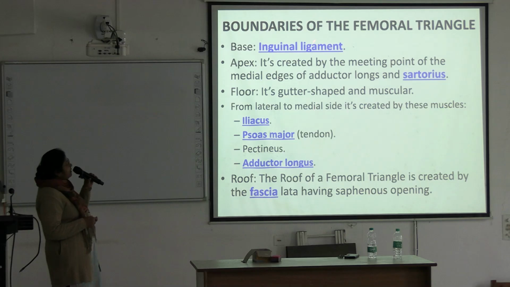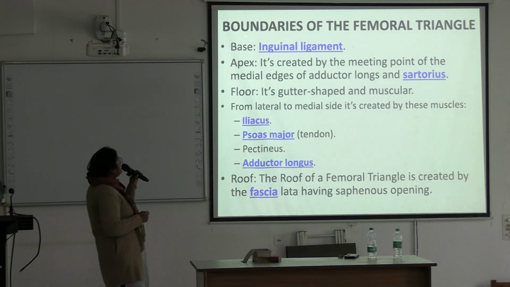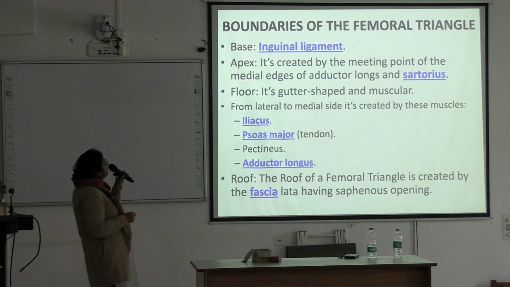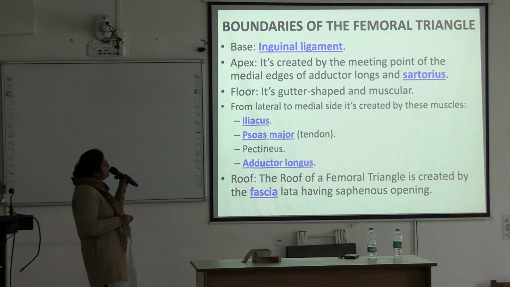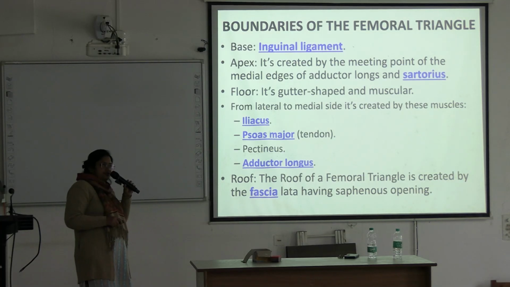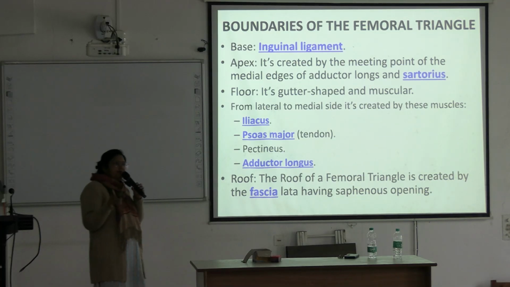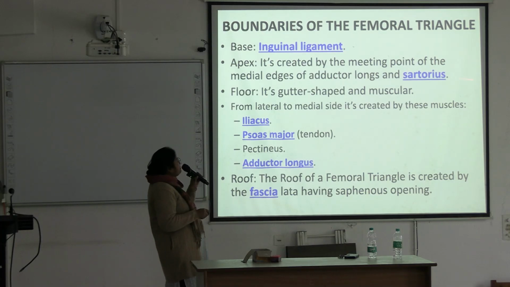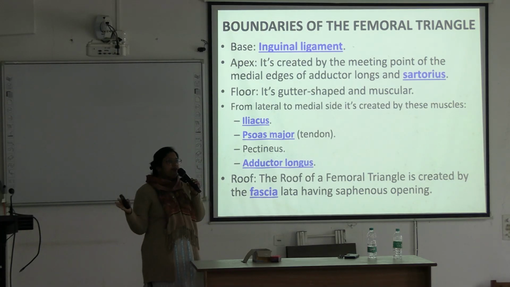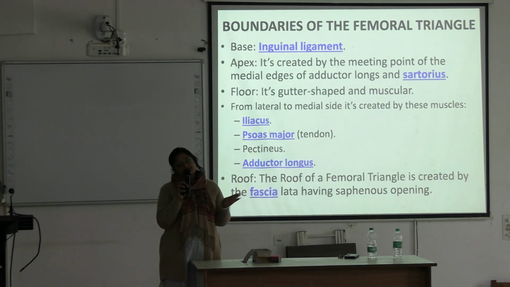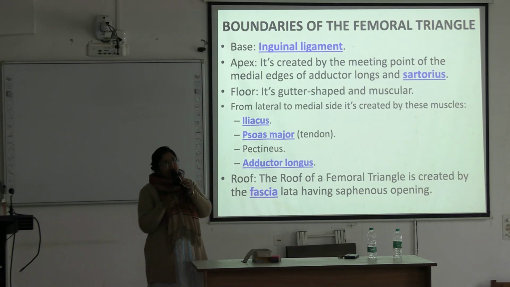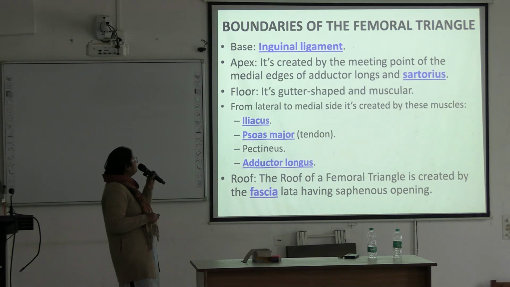So these are the boundaries of the femoral triangle. Base is formed by the inguinal ligament. Apex, it is created by the meeting point of the medial edge of Adductor Longus and Sartorius. Both medial border, you remember, medial boundary is formed by the medial border of the Adductor Longus, because Adductor Longus is forming the floor of the triangle. Okay, it is a part of the floor of the triangle.